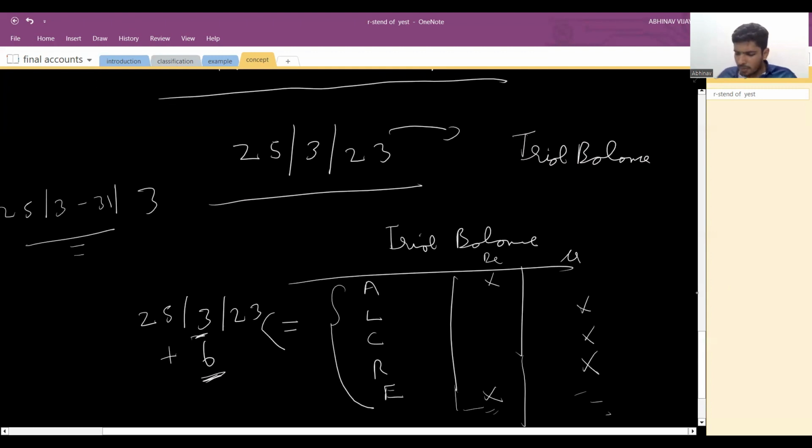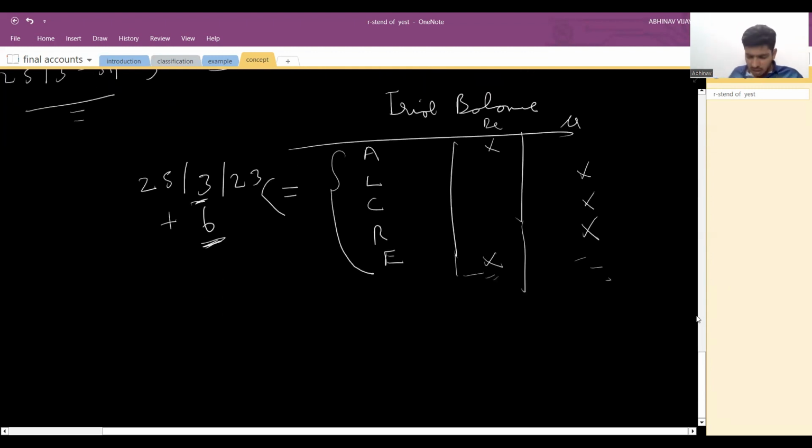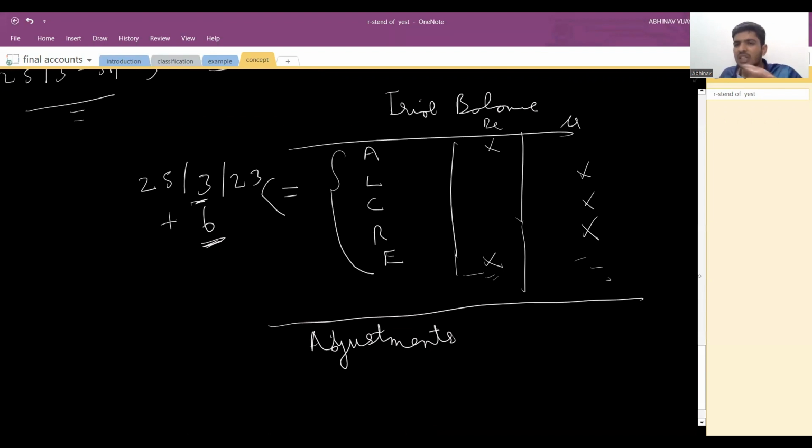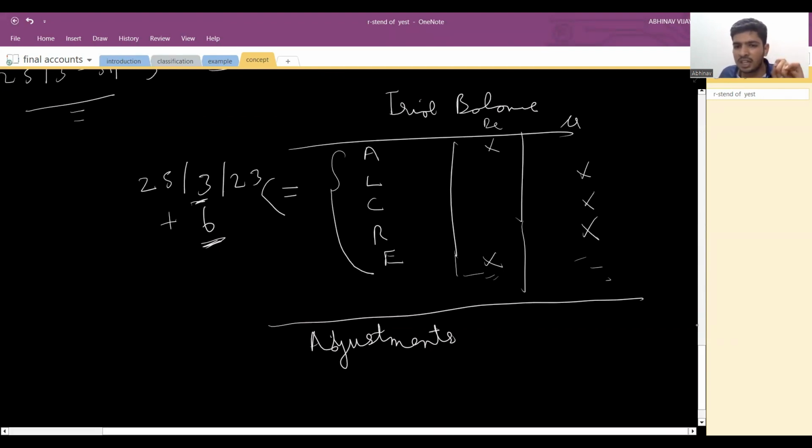So what do we do? After the trial balance is created, there is a concept called adjustments. Usually there's a sole proprietorship with adjustments. So your adjustments are very difficult. It's a lot to learn. But all those concepts are actually very simple if you understand what adjustments really are.